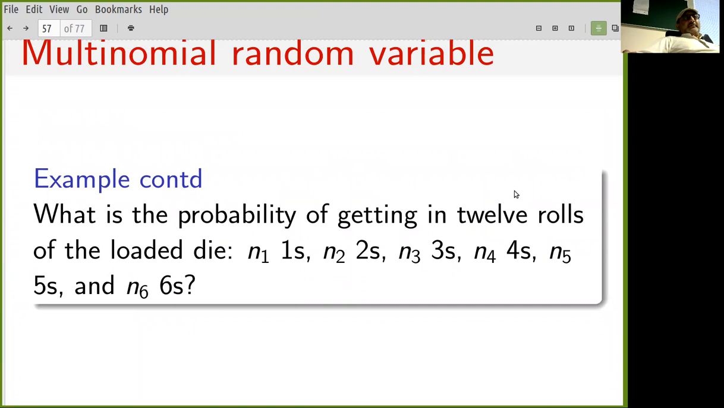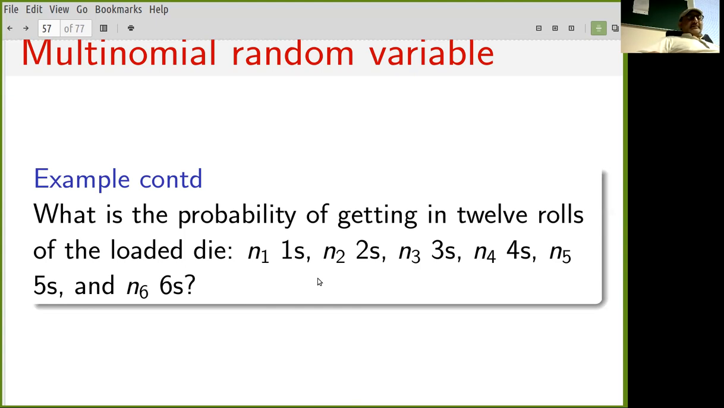It's generalizing it. Let's say we're going to have 12 rolls of the loaded die. There are n1 ones, n2 twos, n3 threes, n4 fours, n5 fives, and n6 sixes. So the probability of rolling n1 ones in a row is p1 to the n1, and then multiplied by p2 to the n2 times p3 to the n3 times p4 to the n4 times p5 to the n5 times p6 to the n6. That's for any one particular sequence which meets that requirement.